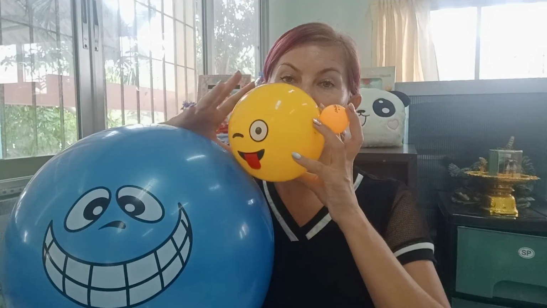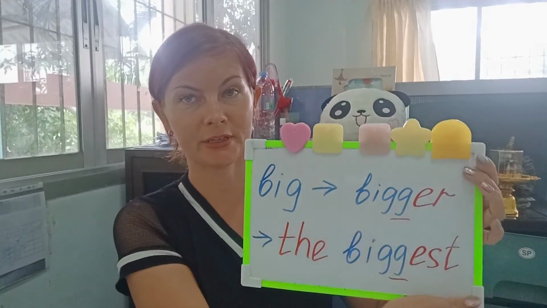1, 2, 3. And I want to say that this ball is the biggest, the most big, the biggest than all of them. So this ball is the biggest, and this ball is the smallest. So the rule is you can use these comparatives.